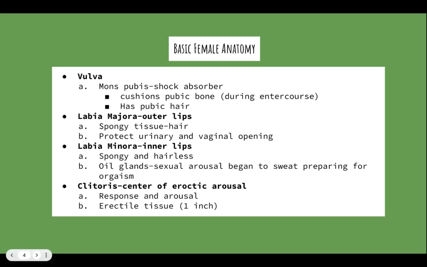It also has oil glands. Sexual arousal can begin to sweat, preparing for an orgasm. And then you have the clitoris, which is the center of the erotic arousal, which is response and arousal, and the erectile tissue, which is 1 inch.